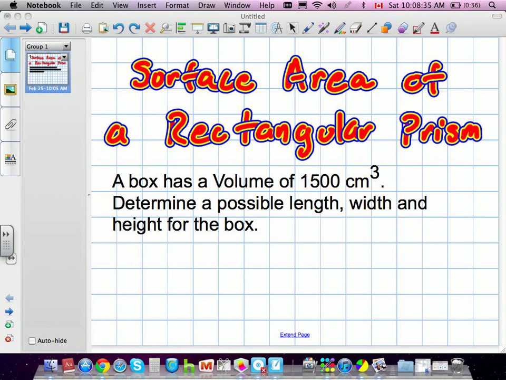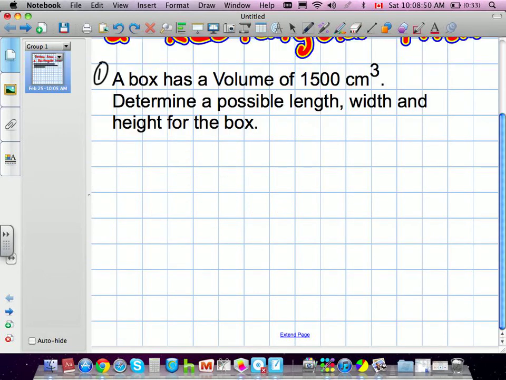Okay, so we're going to do surface area of a rectangular prism. And we have this question, we'll call it our first one. A box has a volume of 1,500 centimeters cubed. Determine a possible length, width, and height of the box.